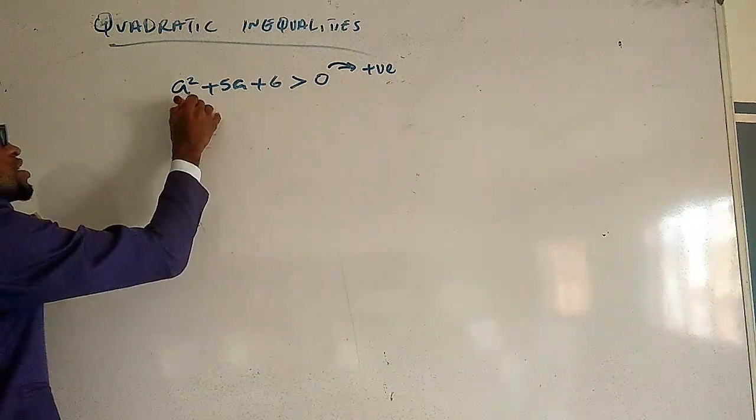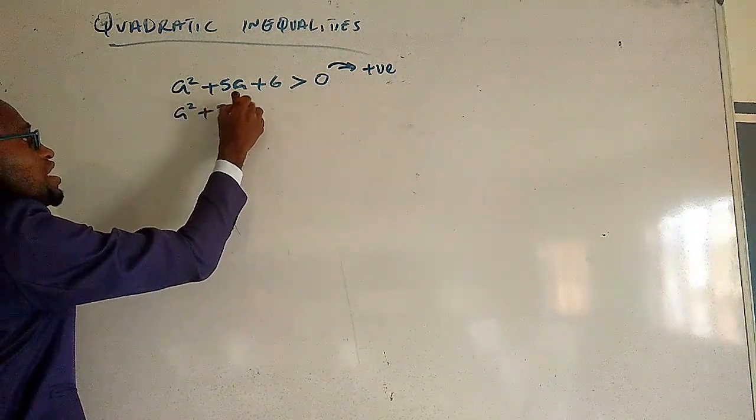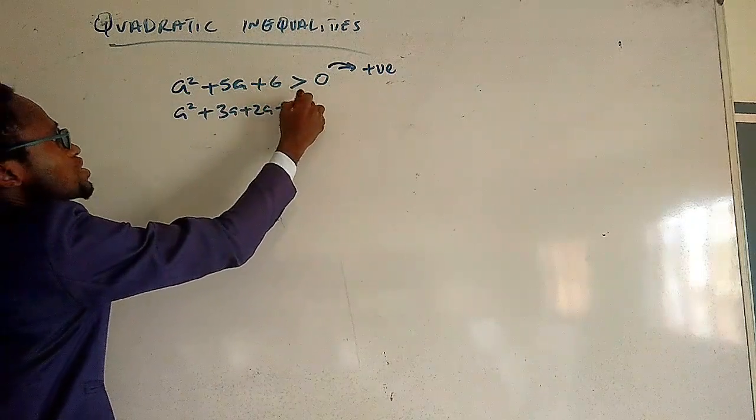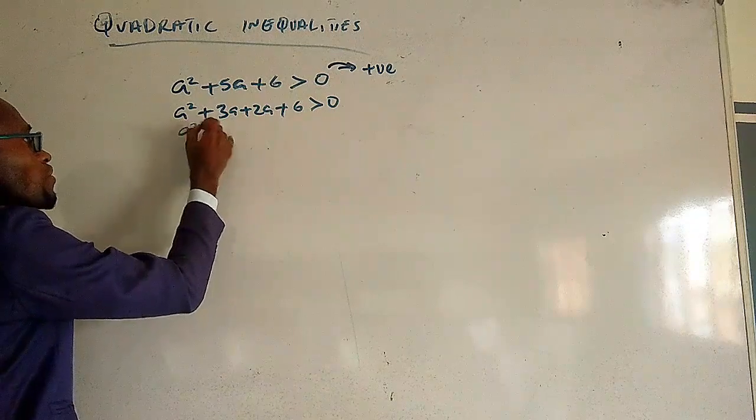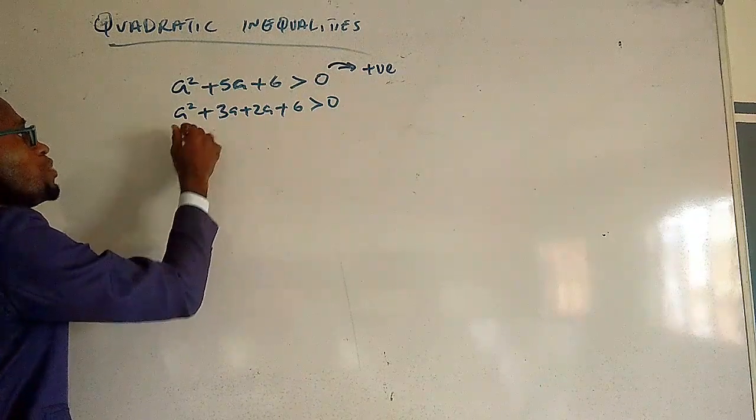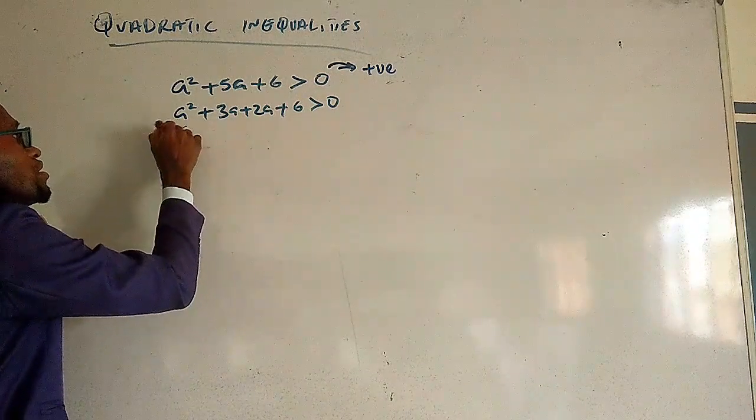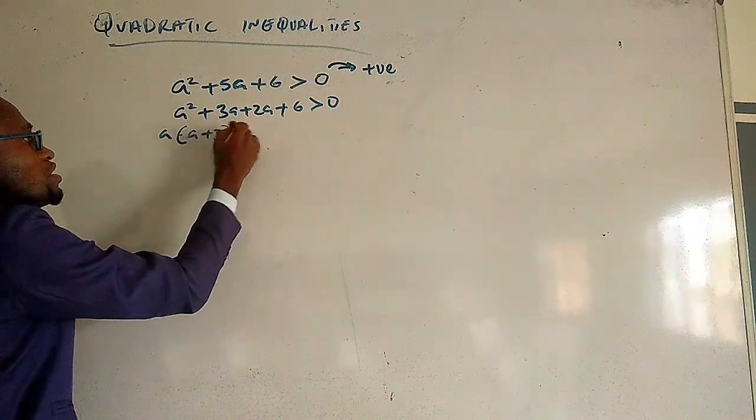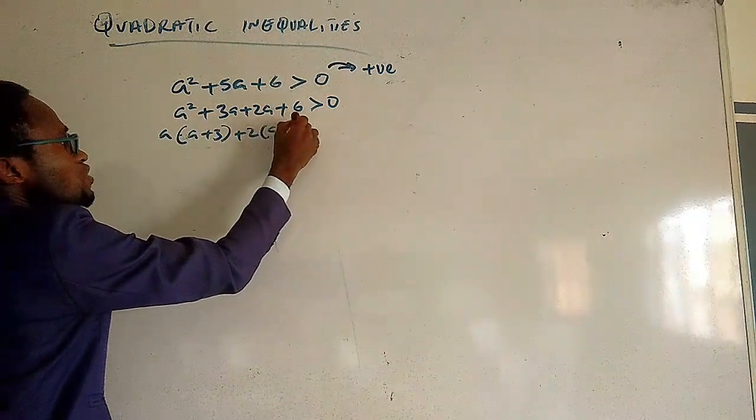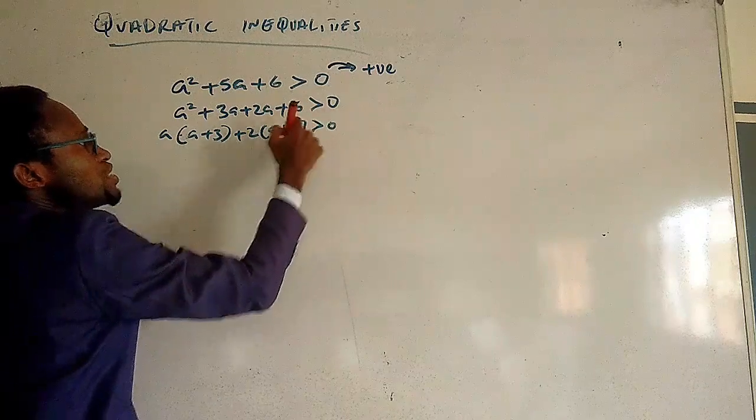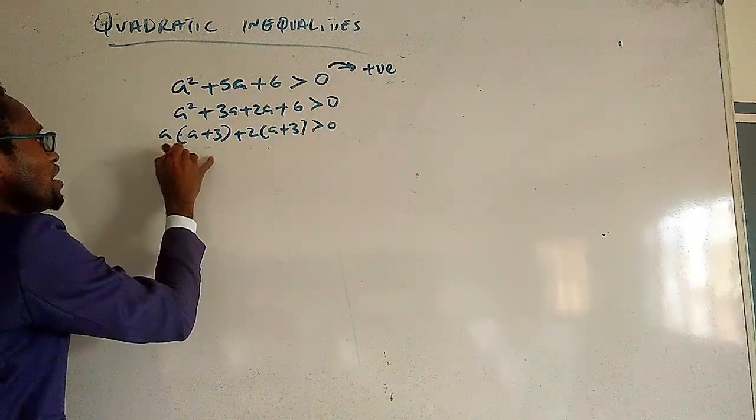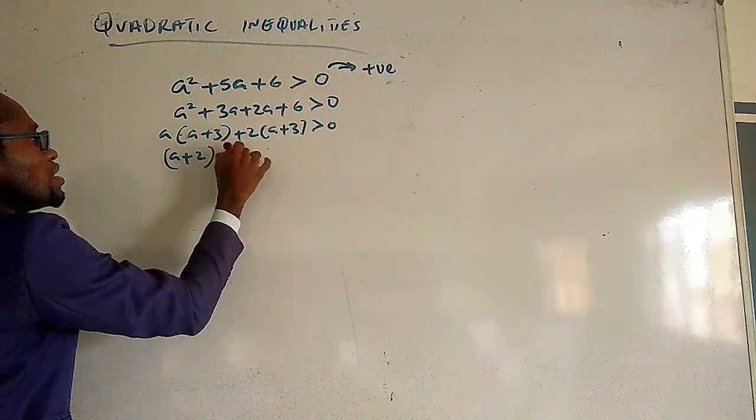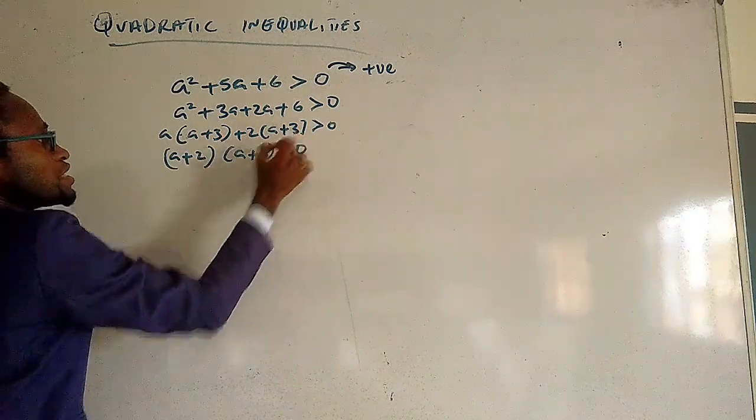Now, let's first of all factorize this. This is by factorization method. This is a squared plus 3a plus 2a plus 6 greater than 0. Now, this is going to give us, grouping them, a bracket a plus 3 plus 2 bracket a plus 3 greater than 0. Now if that is done, we now have a plus 2, a plus 3 greater than 0.